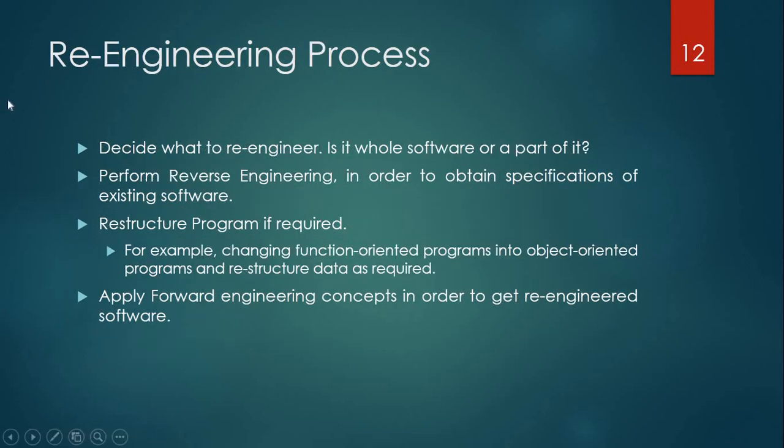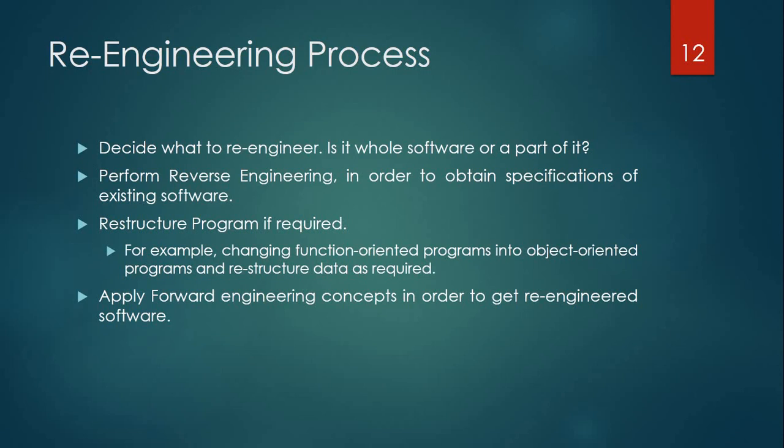Re-engineering process: decide what to re-engineer. Is it the whole software or a part of it? We have previously discussed that if we want more maintenance on a specific part, then we will re-engineer only that part. If we want to re-engineer the whole software, then we will do re-engineering on the whole software. Perform reverse engineering in order to obtain the specification of the existing software.